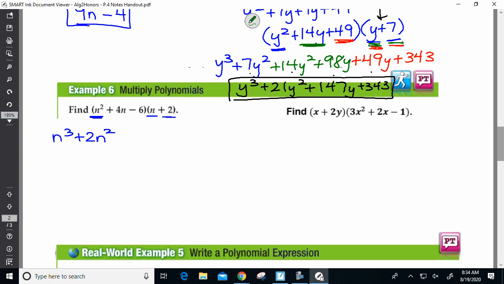Move on to the next one. 4n times n is 4n squared. 4n times 2 is plus 8n. Negative 6 times n is negative 6n. And then negative 6 times positive 2 is negative 12.